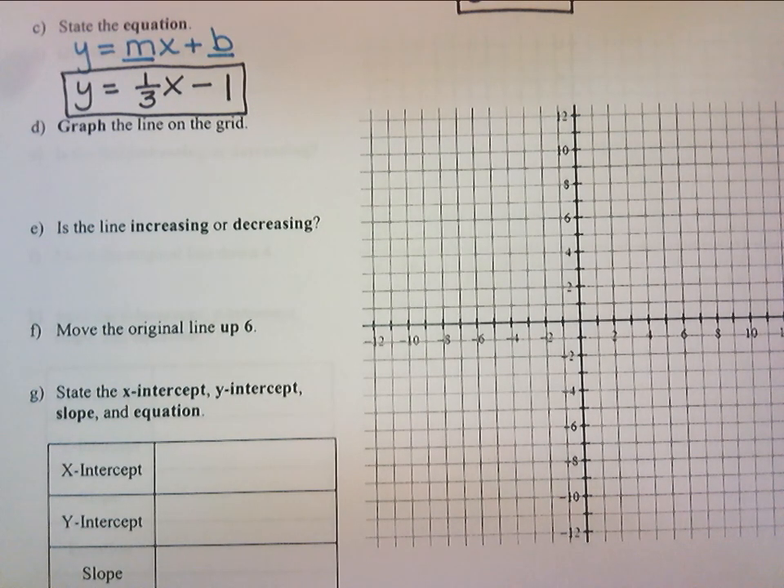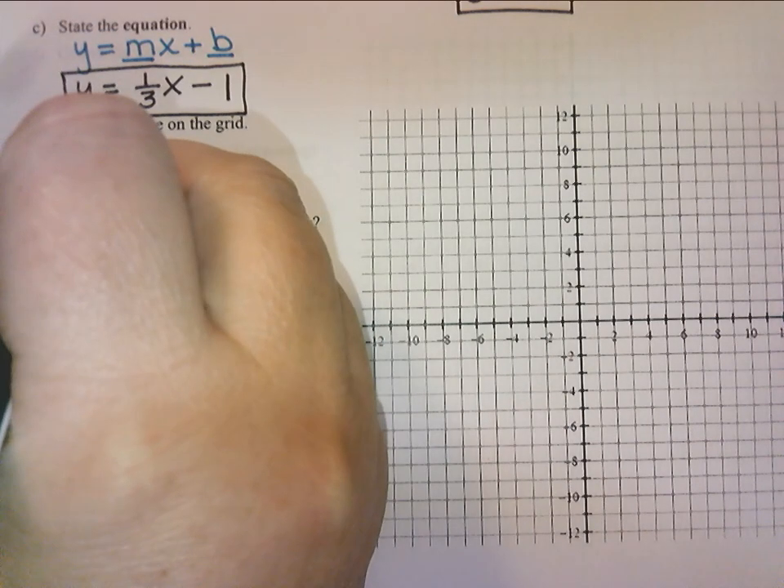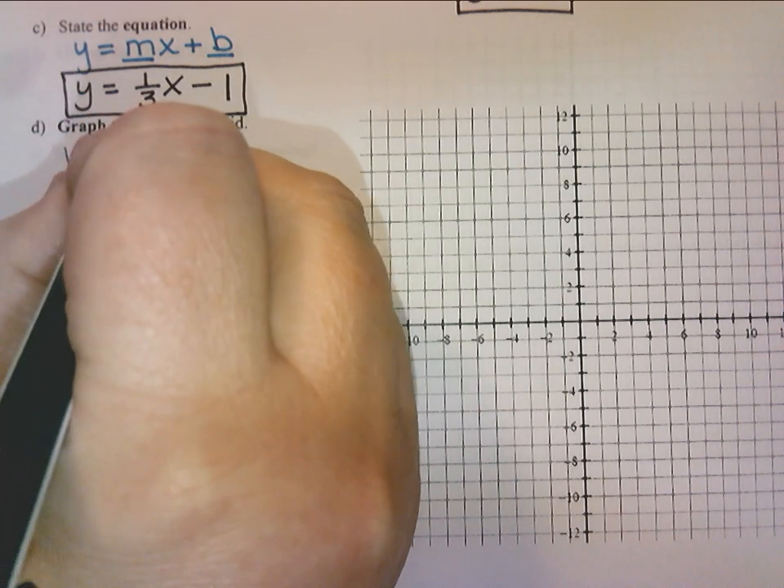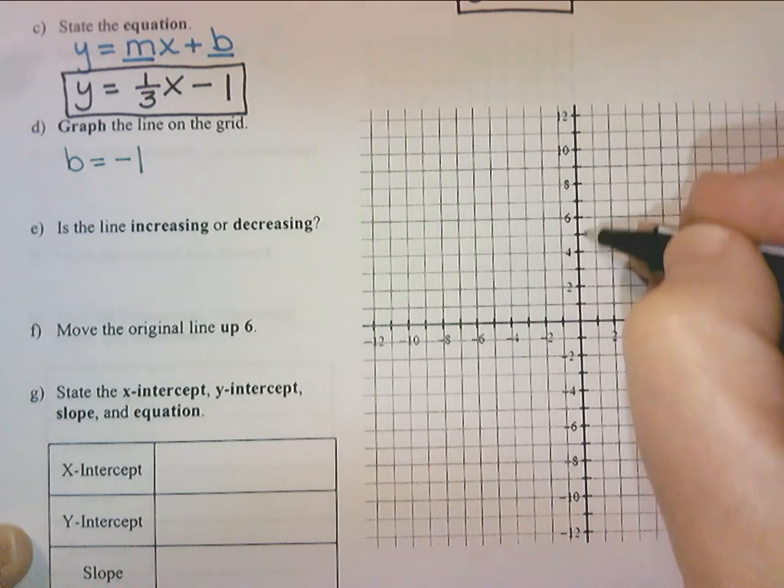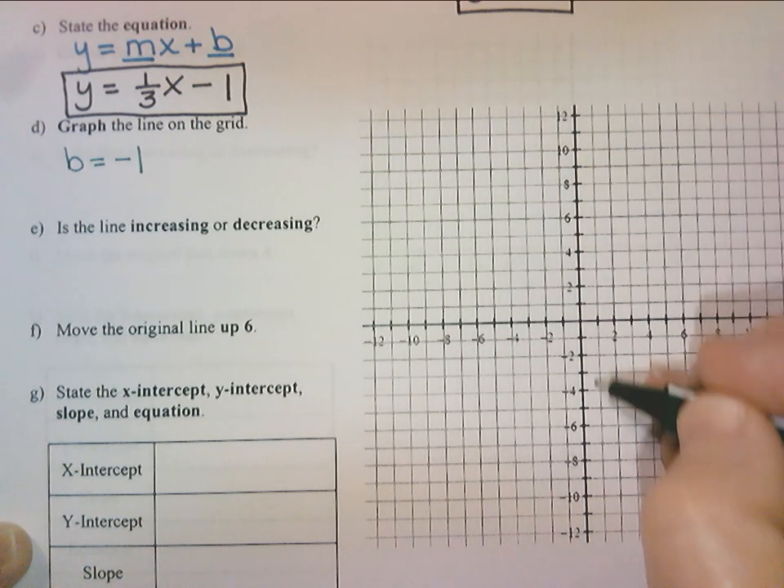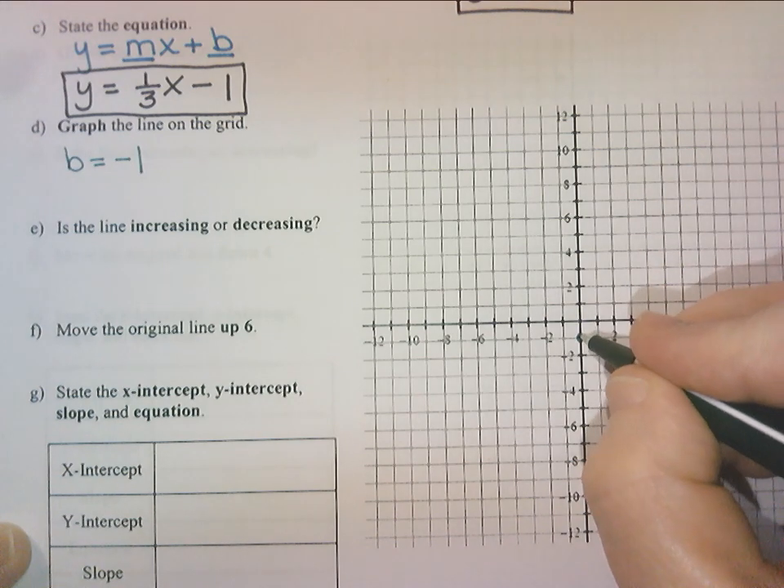When we are graphing a line using our slope and our y-intercept, I always like to write them down, although we do have them a little higher up on our page. So we always start with the y-intercept, which is -1. On the y-axis, that's the vertical one that goes up and down, we are going to find -1, which is down here.